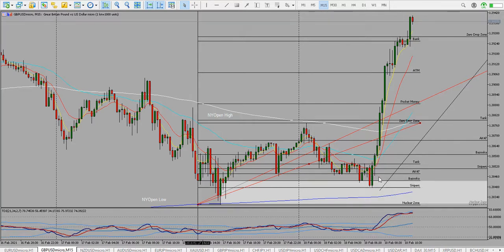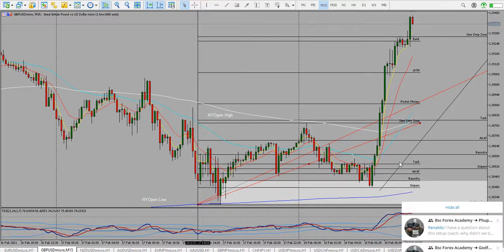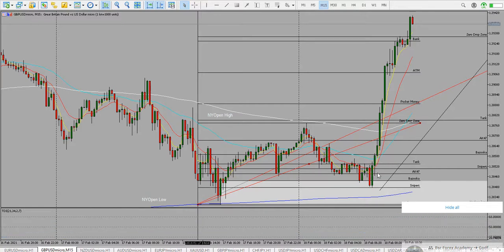AK-47 as your entry. Remember, now you are having how many trades? The first sniper entry, the second bazooka entry with your stop loss on your sniper. You have the AK-47 entry and your stop loss on the bazooka, and now you also have the tank entry, and your stop loss will be on the AK-47. Now look at how they don't come to test your entries, guys.